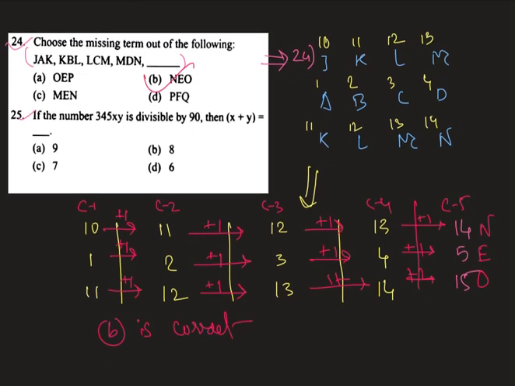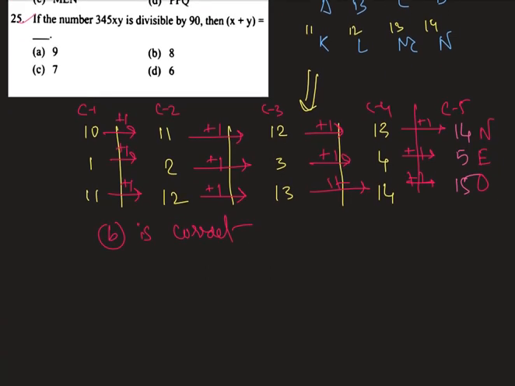Now let's solve the next question. Problem number 25. Here we are given one number which is 345xy, and if the number is divisible by 90, we need to find the value of x plus y.